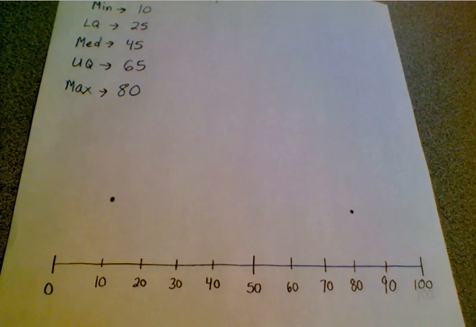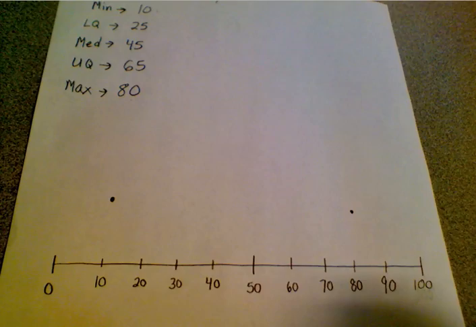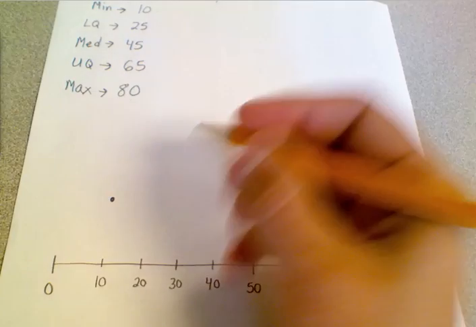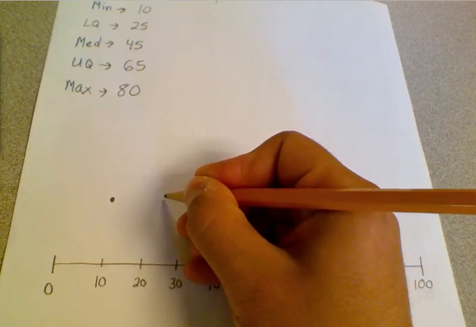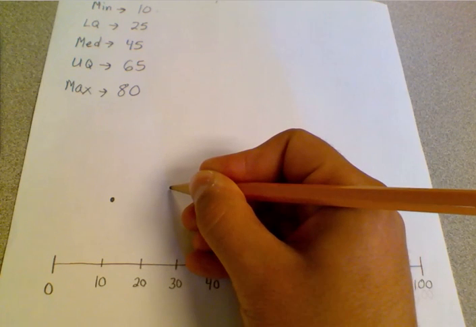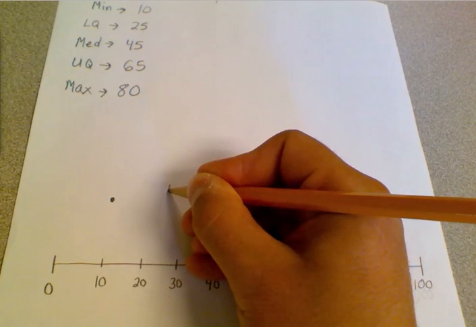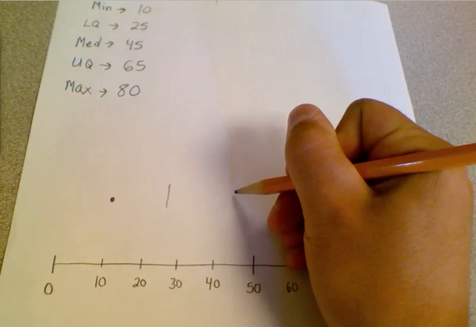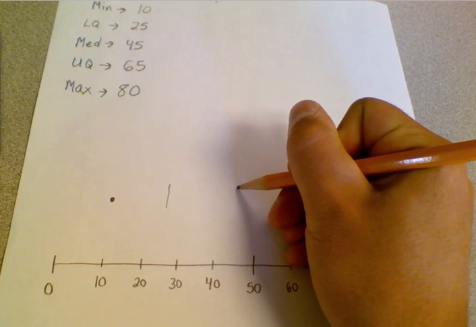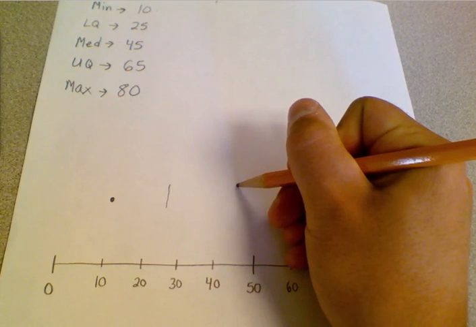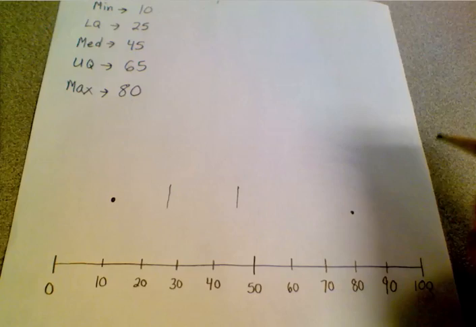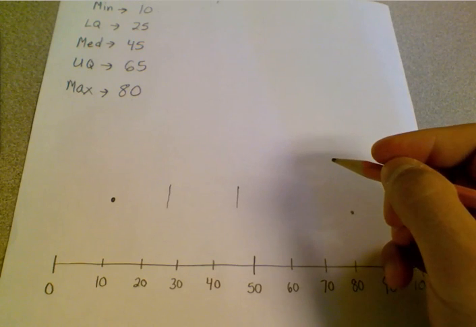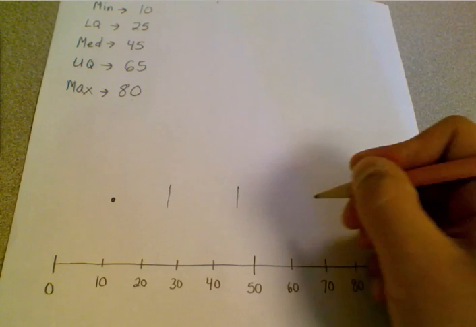All right, and then it tells me that my median, lower quartile, and upper quartile are lines that are made into a box. So I can start with my lower quartile now, and I know that that is 25. So I'm just going to go ahead and put a line right at 25. And then I'm going to put a line right at 45. Again, I'll try to get this as perfect as possible here. And then I'm going to make a line here, my upper quartile, which is 65.